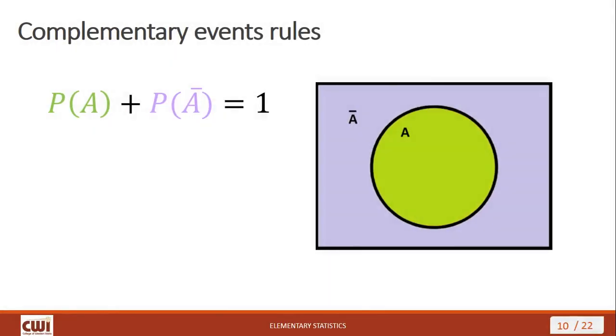Let's review the rules for complementary events. So remember that when you take the probability of an event and add it to the probability of its complement, you get 1. This is everything that comes out.